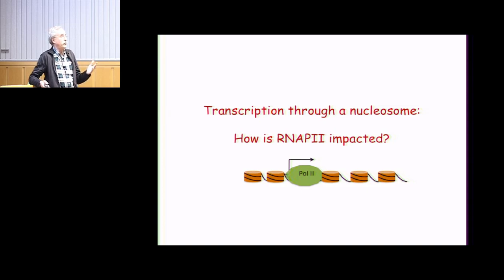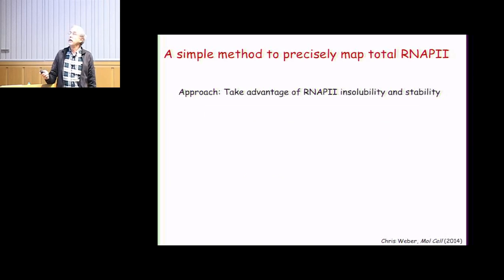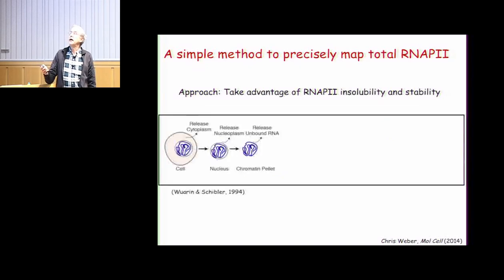But then Chris realized, well, maybe he could use the insolubility to purify the polymerase. And so that's what he did. It's a very simple idea. We use a method that's been out there for over 20 years. We release the cytoplasm and nucleoplasm, and we wash the chromatin pellet, and all the engaged RNA polymerase will be there. So we'll have both the elongating ones and the ones that have hit the barrier and backtracked. So we'll get all of those in the pellet.